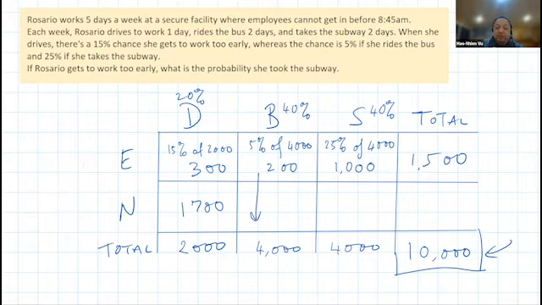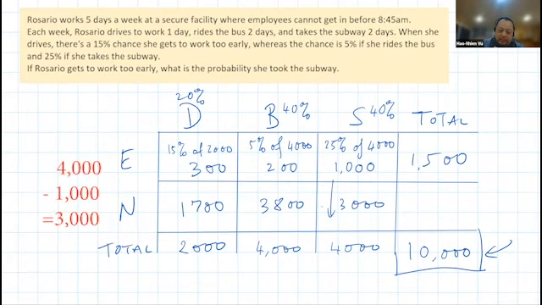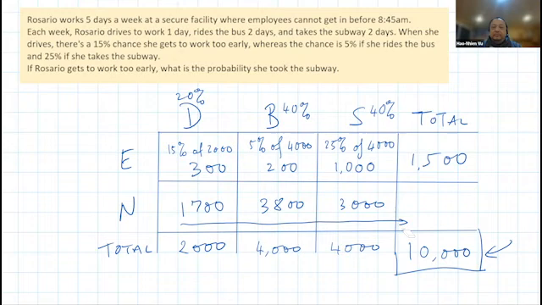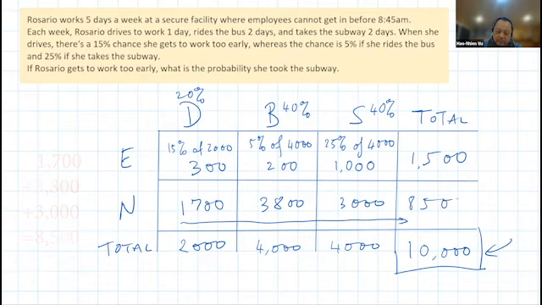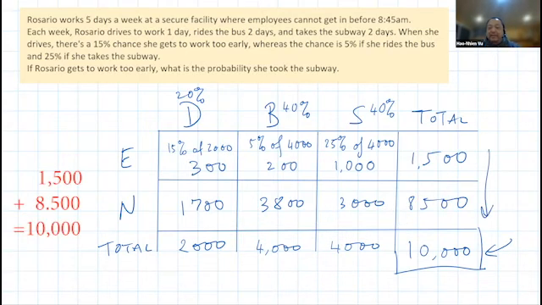Same thing here. These two cells ought to add up to 4,000. That makes this 3,800. And now I add this horizontally. I get 8,500. And then I double check by adding straight down, and yes, it is equal to 10,000. So I'm good.